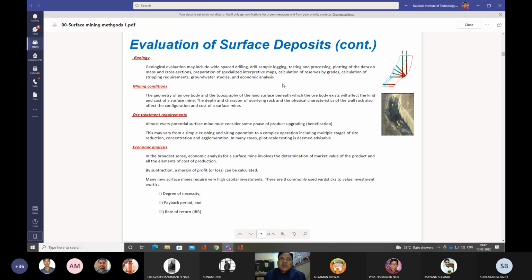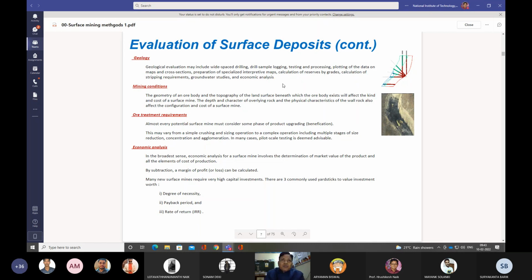So almost every potential surface mine must consider some phase of product upgrading. If it is a low grade mineral, you have to upgrade the quality by beneficiation. This may vary from a simple crushing, where you may have to crush the material and size the material, to a complex operation including multiple stages of size reduction, concentration, agglomeration to upgrade the quality of the mineral. In many cases, pilot scale testing is deemed advisable.